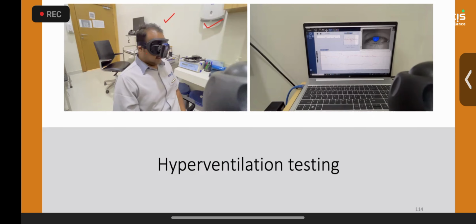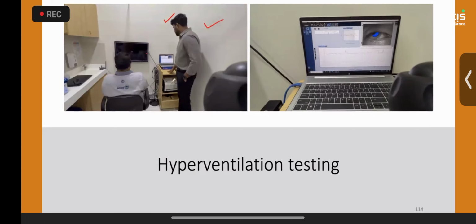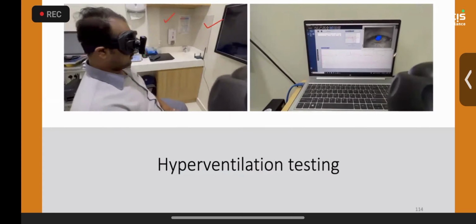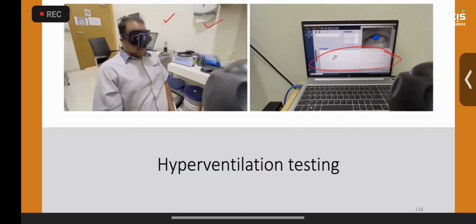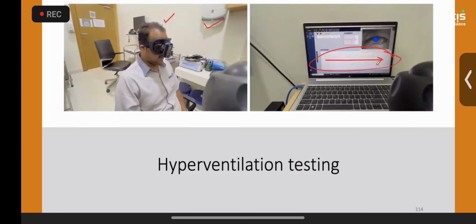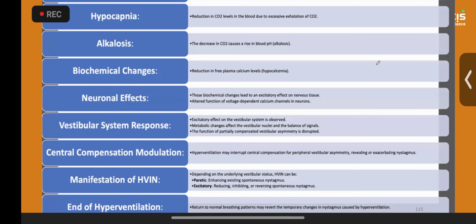And as you can see, after the hyperventilation, we are checking if there is any nystagmus. We are checking for the traces after the hyperventilation. Okay.